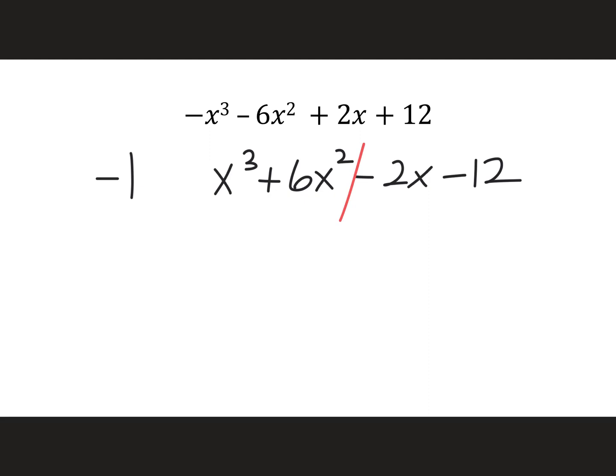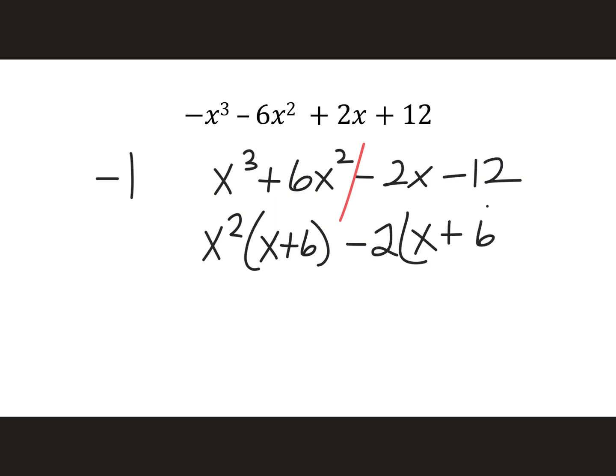I'm going to just split this into 2 pieces. And I'm going to pull an x squared out. And I'll have an x here plus 6. And then remember, if this next one starts with a negative, I got to pull the negative out. It looks like I can pull a -2 out. And then -2 times what is -2x? That would just be an x, and then plus 6.